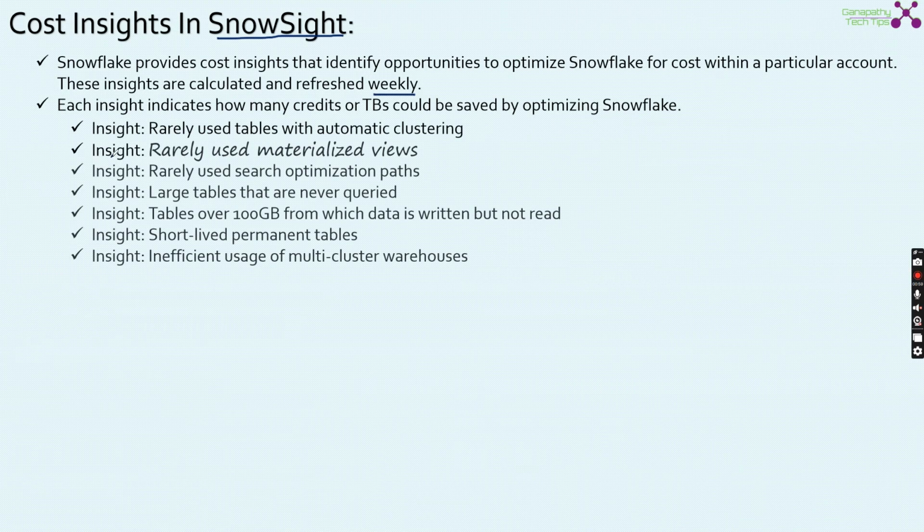So the insights are mentioned here. What are all the various insights? By going through this, you can understand it very clearly. Rarely used tables with automatic clustering. This is a simple thing. If you are using a table which is very rarely used, with automatic clustering, it is unnecessary. Why are you unnecessarily wasting the charge? So you can remove the clustering from those tables.